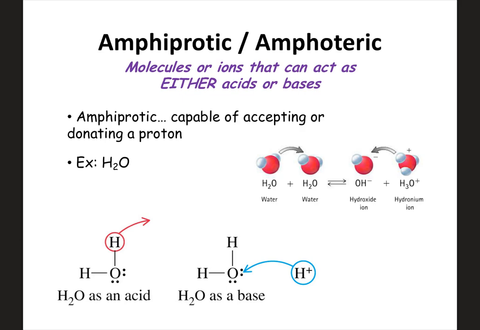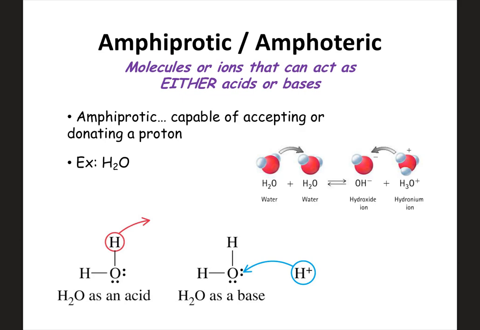Amphiprotic or amphoteric are molecules that can act as either acids or bases here. Amphiprotic basically means it's capable of accepting or donating a proton. So water is amphiprotic or amphoteric. Water can act as an acid or a base. If water's acting as an acid, it can give up one of its hydrogen atoms, essentially donating an H plus, donating a proton, or water can act as a base when it accepts the H plus or accepts the proton.